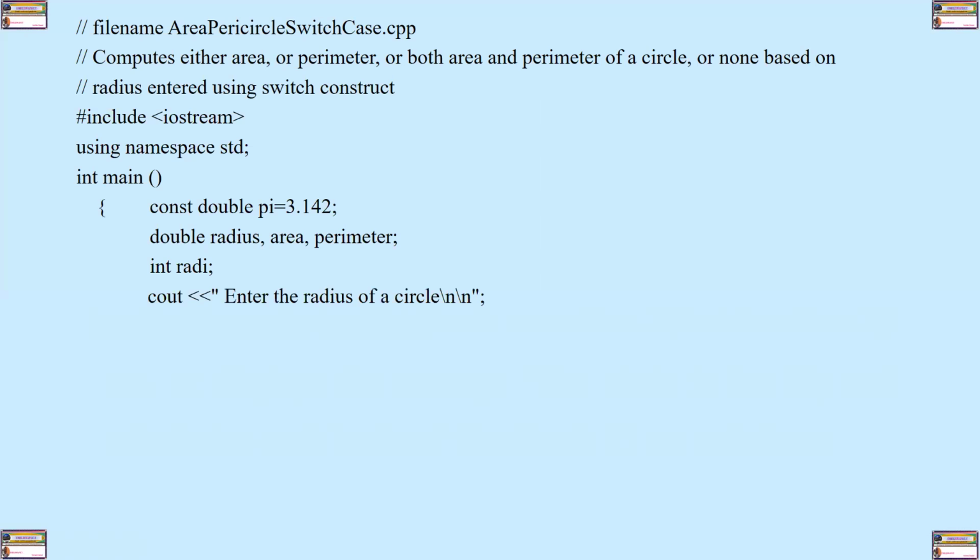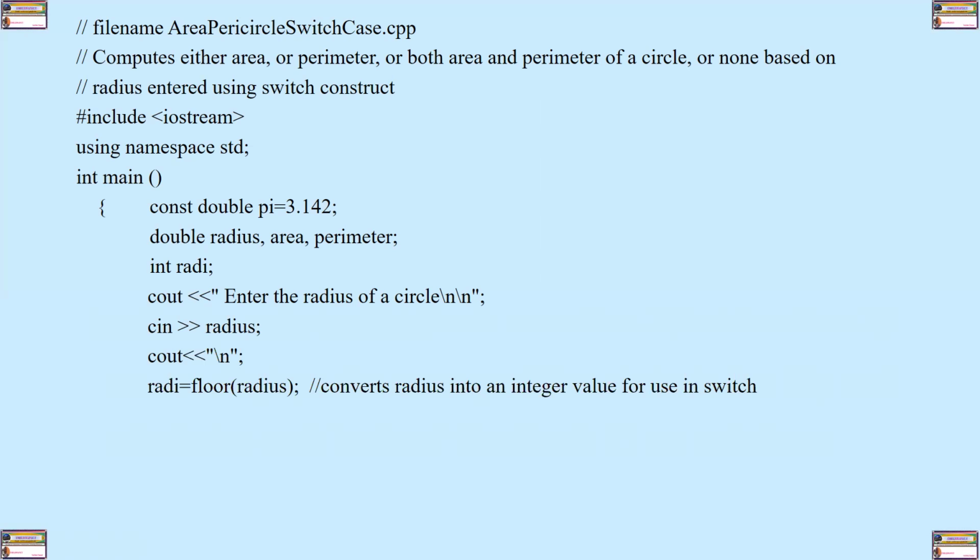I'll be using it in my switch statement. Then we request the user for the radius and read the value of radius. Once you have read it, we round that value entered to a whole number using the function floor. It converts radius into an integer value so that that value is used in switch. Then from there, we can now have it as switch radii. Remember, this radii can be an expression. The part enclosed in parentheses can be an expression. It does not need to be a value directly because the result of that expression is what matters.